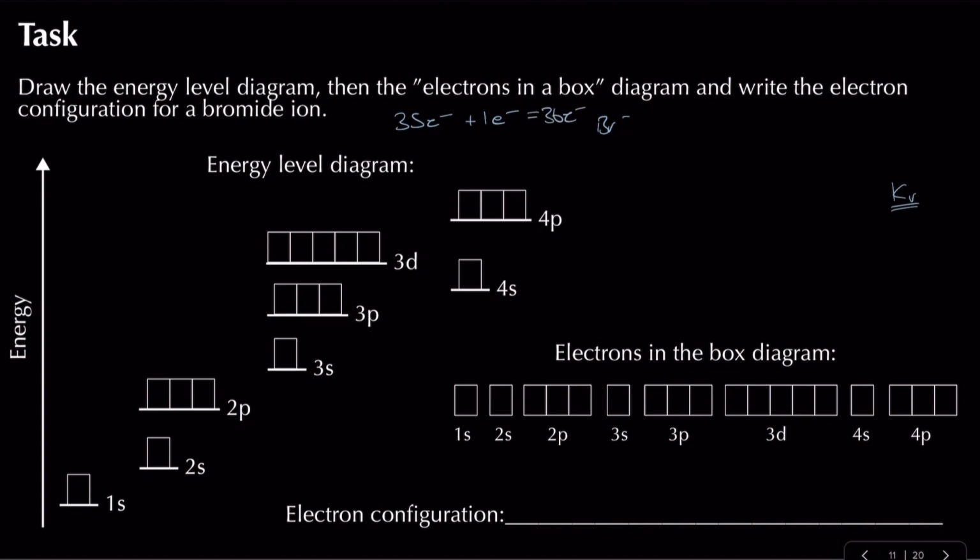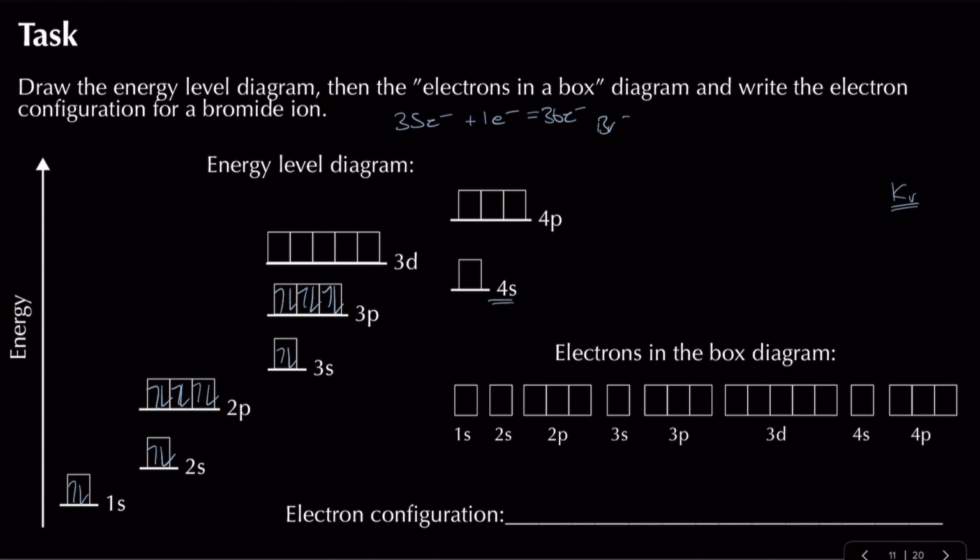So I'm going to count again. I've got 1, 2, 3, 4, 5, 6, 7, 8, 9, 10, 11, 12, 13, 14, 15, 16, 17, 18. This is where it starts to get a bit tricky, because you'd normally think, okay, I'll move to 3d, but 4s is the exception. It's at a lower energy level compared to 3d. And if you think back to our rules, 4s, we fill it first and then we remove the electrons first compared to 3d itself.